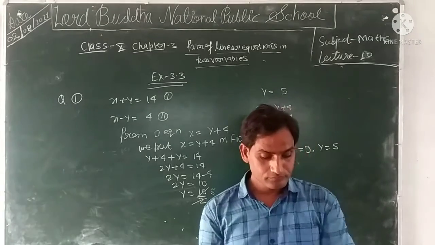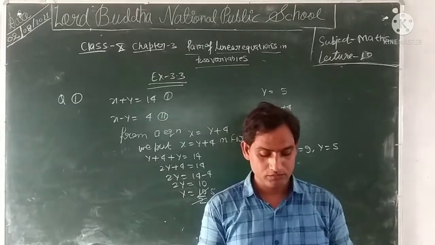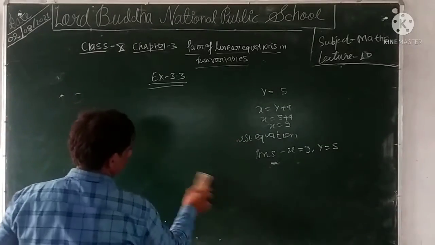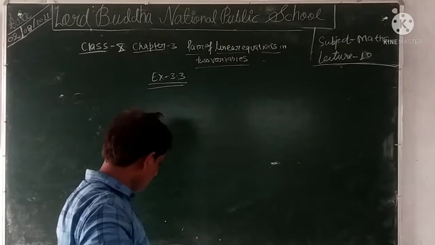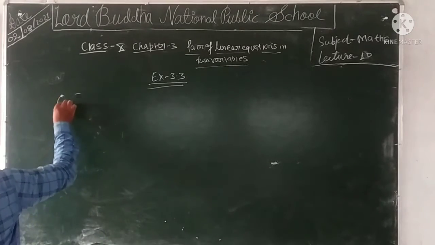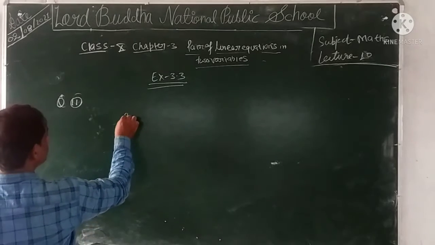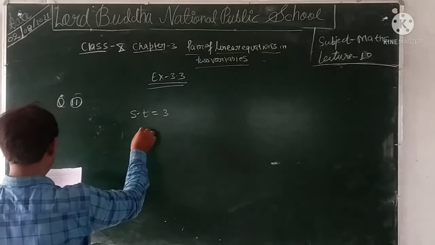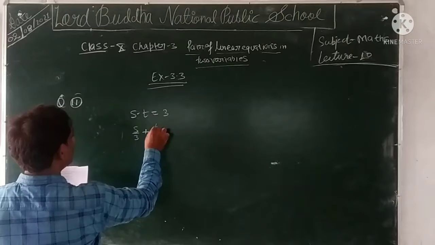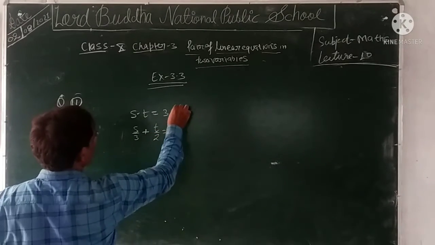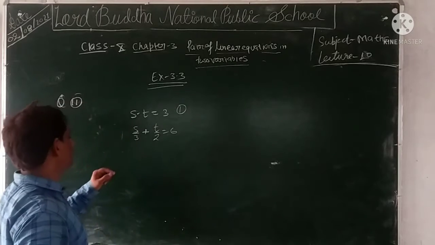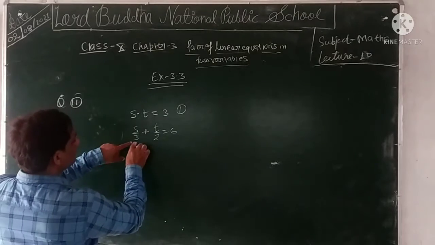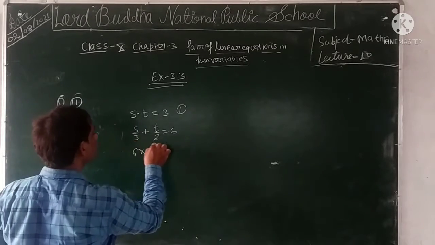We see the second part. The second part is: s minus t equal to 3 and s upon 3 plus t upon 2 equal to 6. This is the first equation. For the second equation, first of all we take the LCM and multiply all terms of this equation. The LCM will be 6, hence we multiply 6 to all the terms of the equation.